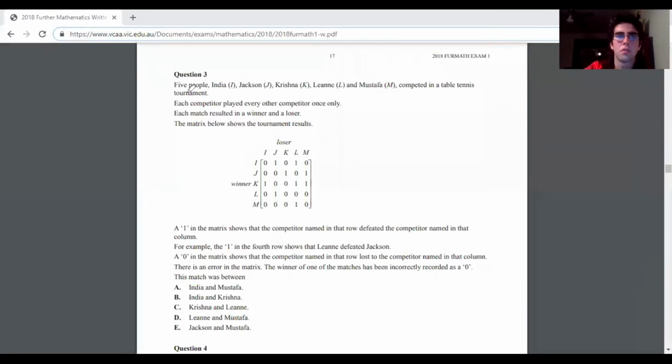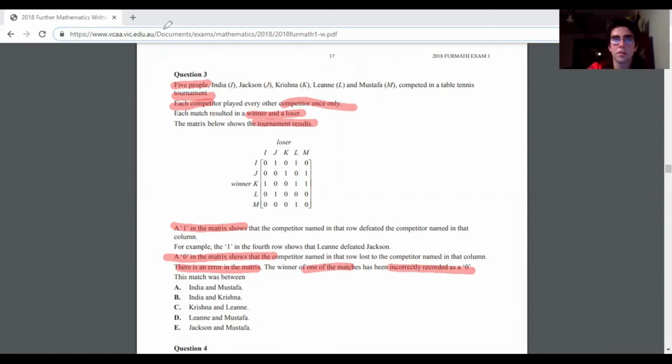So we've got 5 people competing in a tournament, and each competitor plays everyone once. There's a winner and a loser, obviously, and the results are displayed below. A 1 in the matrix represents a win and a 0 represents a loss. It then goes on to say that there's an error in the matrix: the winner of one of the matches has incorrectly been recorded as a 0. So we're going to find out which match this was.